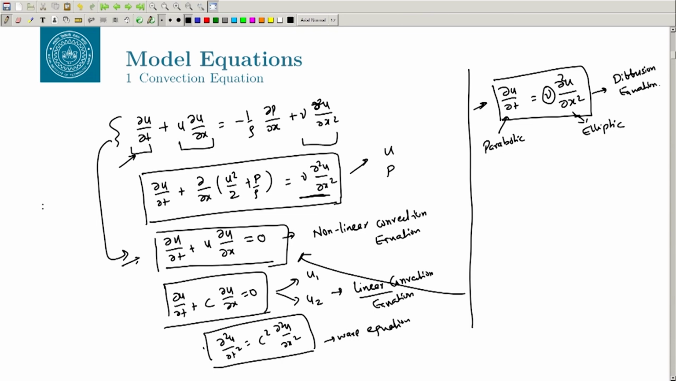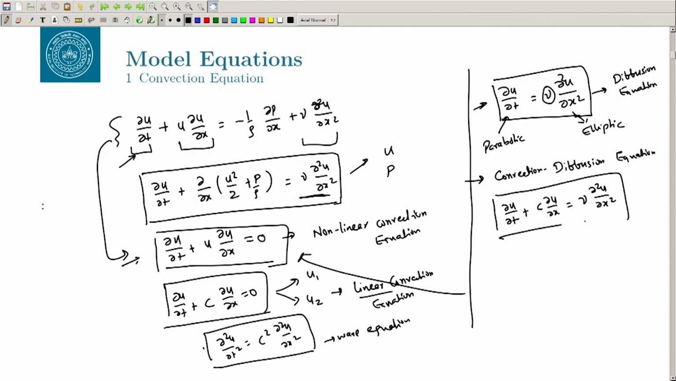Once we are done with testing our schemes for the convection and diffusion, then we will go to something called the convection diffusion equation, the simple convection diffusion equation. What will that have? First we will have the linear part, which is del u by del t plus c del u by del x is equal to nu del square u by del x square.